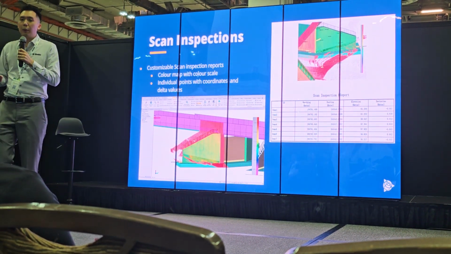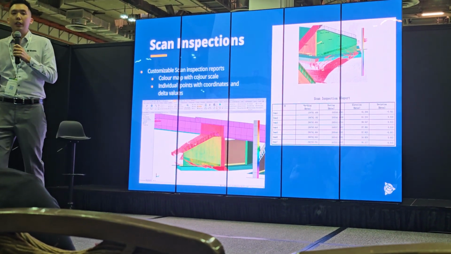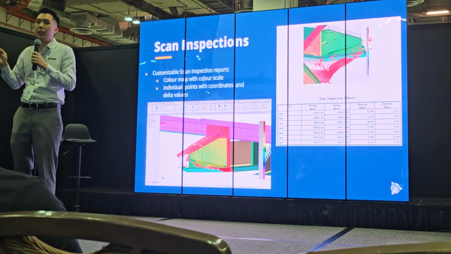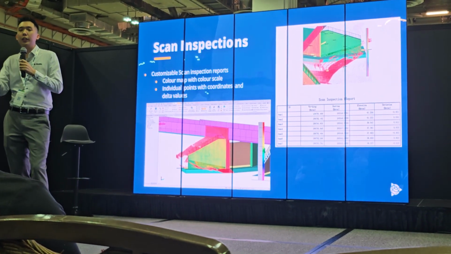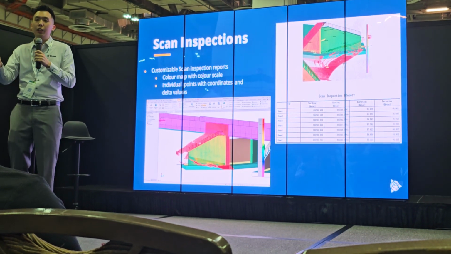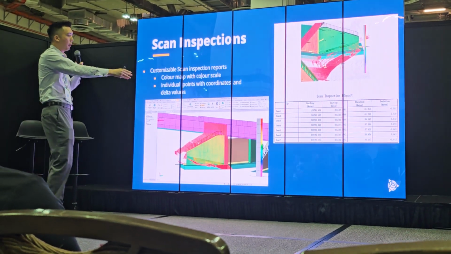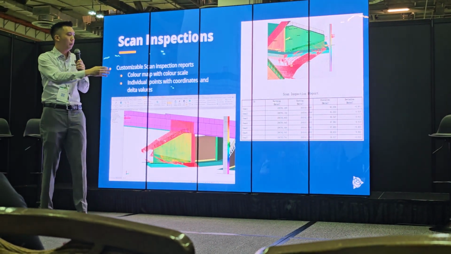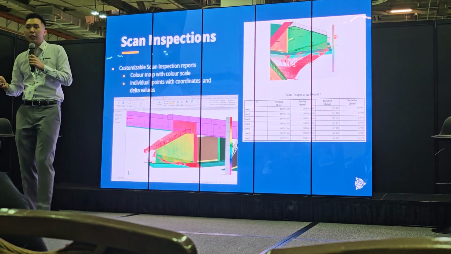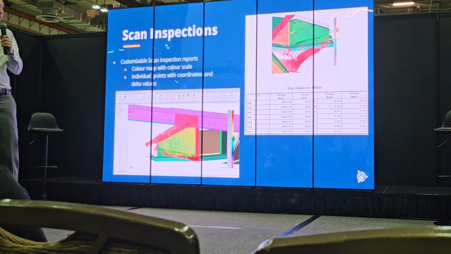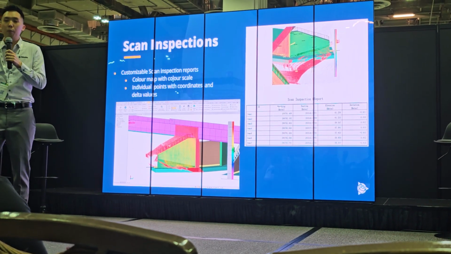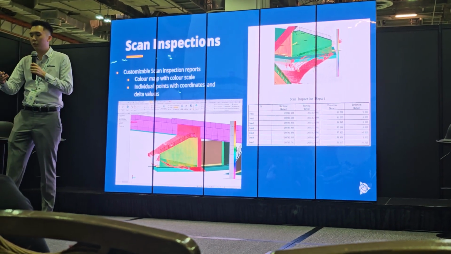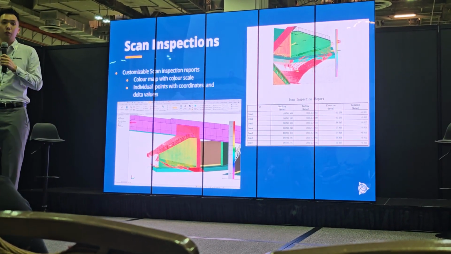So once you do the inspection, you can generate a report, and you can also select specific points within the inspection area that you want to get the actual deviation values for. If you can see in the report, each point that you select in the inspection area will give you the coordinates, XYZ value, as well as the deviation value to the exact millimeter. Okay? So that's what we can generate in terms of the inspection report.